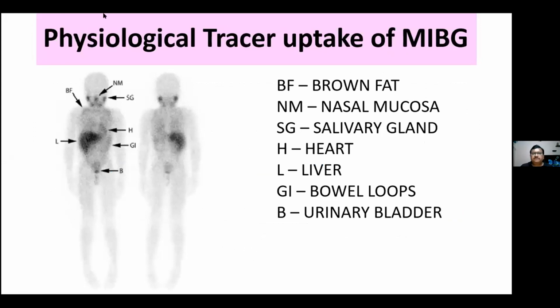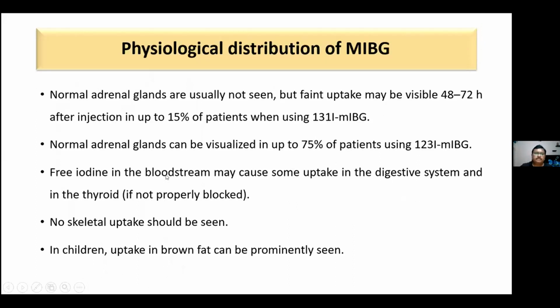Now, to see the physiological tracer uptake of MIBG, we see it in the brown fat. This is the brown fat uptake. Brown fat has a lot of sympathetic ganglia, sympathetic innervation, so we have high uptake in the brown fat. Also nasal mucosa, salivary gland, heart, liver, bowel, and renal bladder. This is the physiological uptake of MIBG.